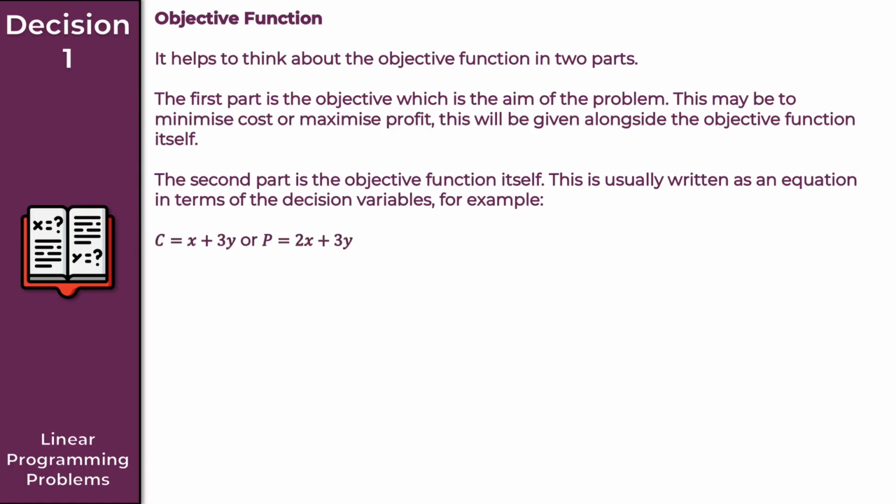So for example, c is equal to x plus 3y, or p is equal to 2x plus 3y. It might say, minimize c is equal to x plus 3y, right? Minimize the cost here. Or maximize p equals 2x plus 3y. Maximize the profit here. So those are just two examples of an objective function.